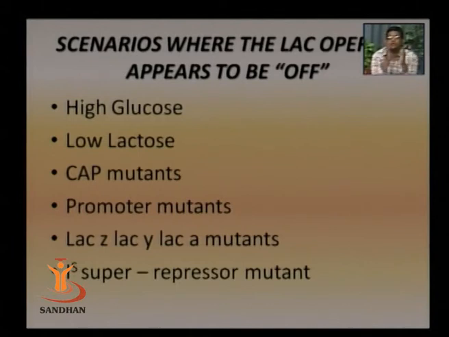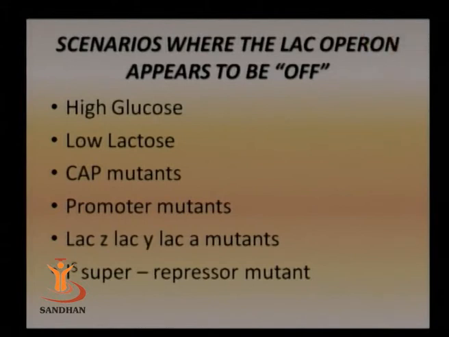So in the presence of high glucose and low lactose, now there are a few genetically altered conditions. Sometimes the Lac Operon may not remain in its wild type state, but may be mutated, like a CAP mutant. That means the catabolite activator protein is not functioning properly. So even if cAMP is present, it is unable to bind to this CAP protein, and it will not initiate the process. So CAP mutants usually fail to express the Lac Operon.